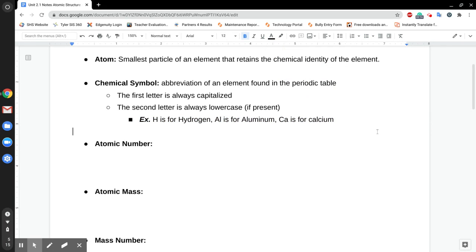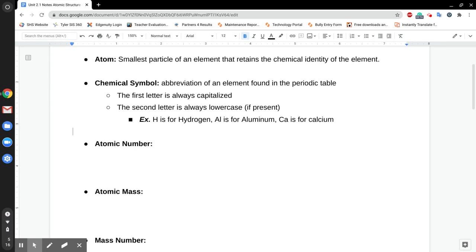As an example, H is for hydrogen, Al is for aluminum, and Ca is for calcium. Notice how the C is capitalized and the a is lowercase for calcium. The A is capitalized for aluminum, and the l is lowercase. Hydrogen just has the H all by itself. When we are working with chemical symbols, it is important to remember that the first letter is always capitalized and the second letter is always lowercase. We've got to remember this.